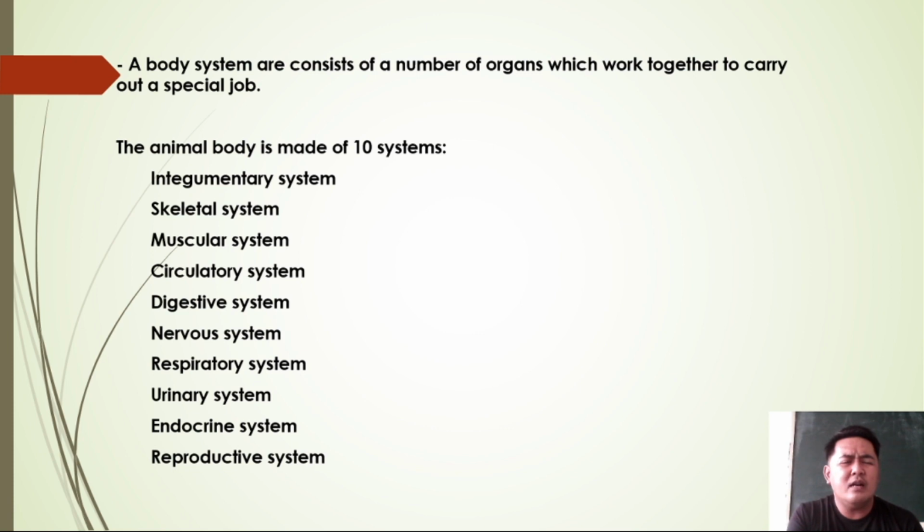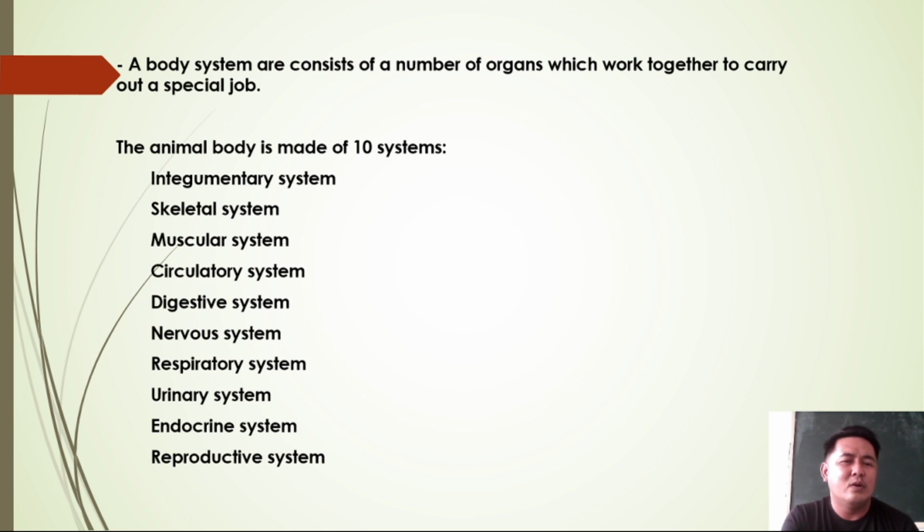Okay, so there are 10 animal body systems that are being identified in the animal's body. The first one is the integumentary system. The next are the skeletal system, muscular system, circulatory system, digestive system, nervous system, respiratory system, urinary system, endocrine system, and reproductive system. All these animal body systems, we are going to discuss them one by one.